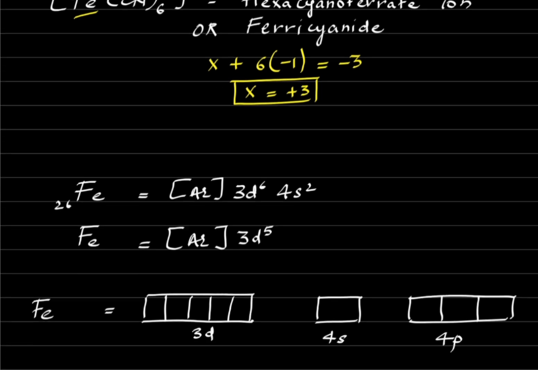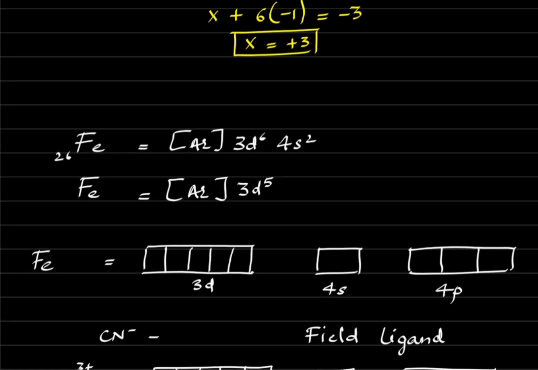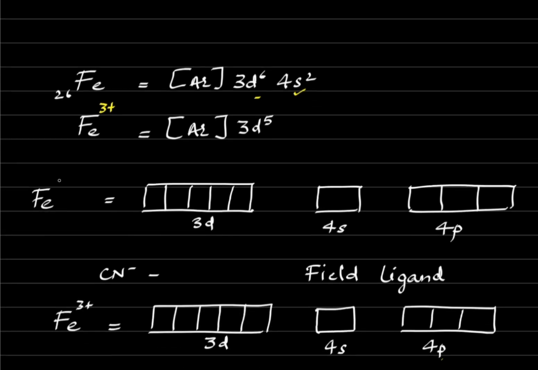Iron, atomic number 26, has the configuration argon 3d6 4s2. If 3 electrons are to be removed from this atom, they'll be removed first from 4s and then from 3d. It's because 4s is the outermost orbital here. So removing 2 electrons from 4s and 1 from 3d leaves us with 3d5. So looking at the orbital diagram of Fe3+, we have a half-filled 3d orbital.